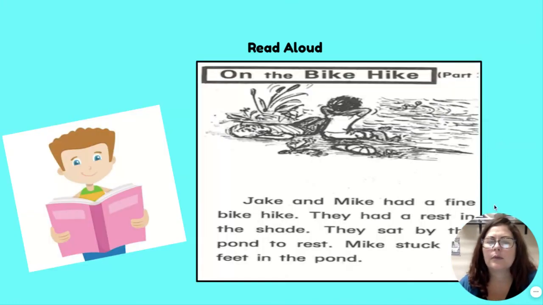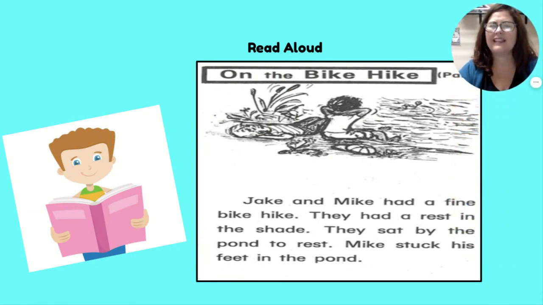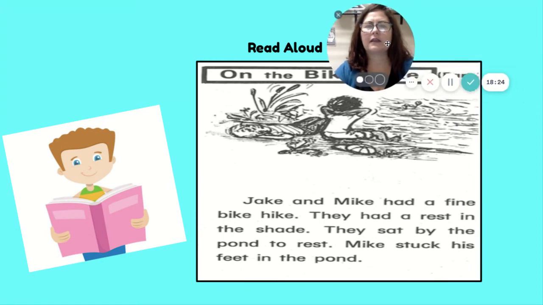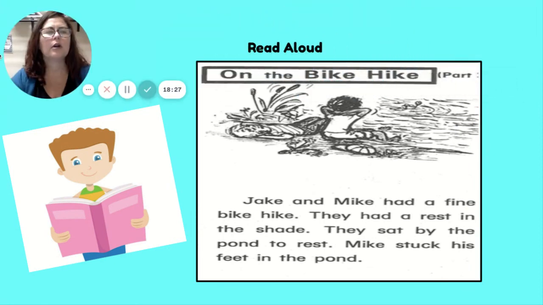And now we're on to our repeated reading. So we have a read aloud today. And this is a continuation of part 2. I'm trying to get my face out of the way here. Part 2 of On the Bike Hike. And we're going to read this a couple of times just for extra practice and to build our fluency. So I'm going to click through these quickly. You'll need to pause on each slide to give yourself enough time to read.